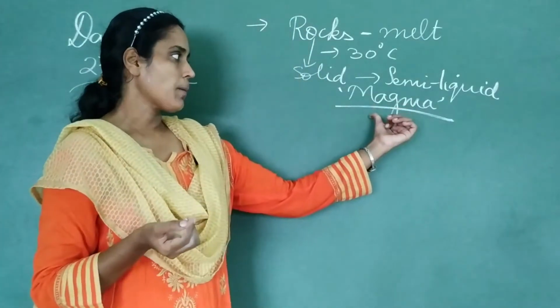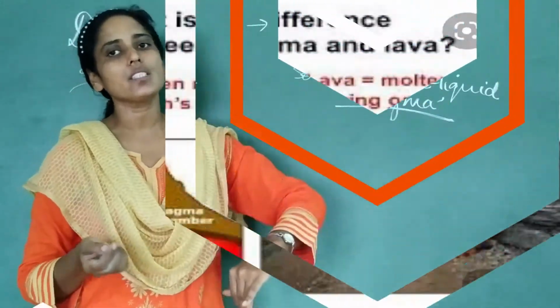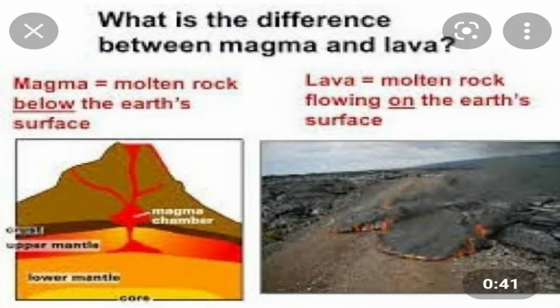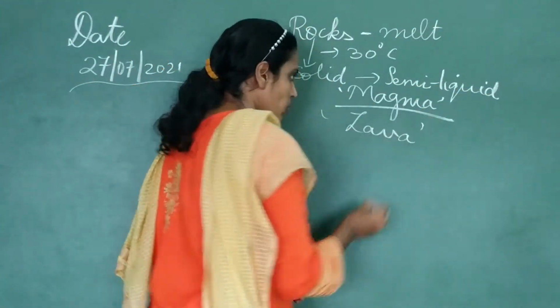Actually, the substance, the matter which is inside the surface of the lithosphere or the earth, which is converted into semi-liquid form due to the melting of solid rock because of the high temperature, is known as magma. And when this magma bursts out of the lithosphere, it is known as lava. Okay, students, don't be confused.